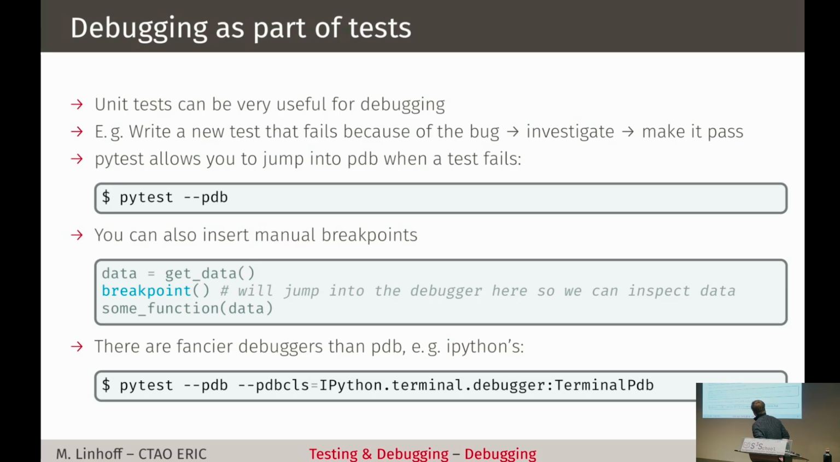There is a nice, if you are using IPython, you can also configure pytest to drop you into the IPython debugger, which has better syntax highlighting, works a bit nicer, has some more features than PDB, and you can have this pytest minus PDB integration where it also will step you through the breakpoints and dump you into the debugger when an exception or a test failure happens. We have seen this before. Yeah, and this is all I have for debugging.